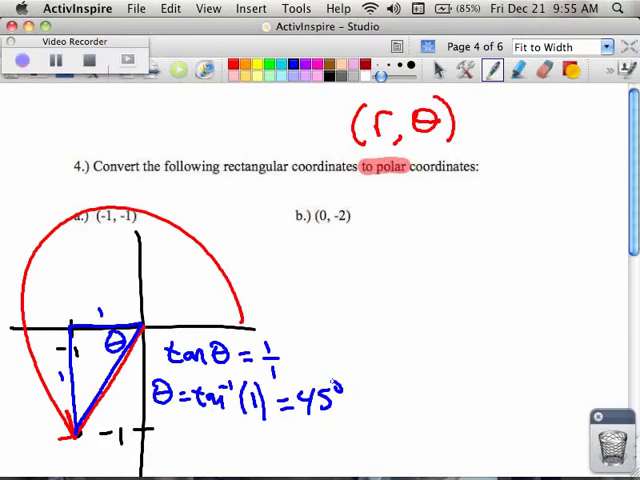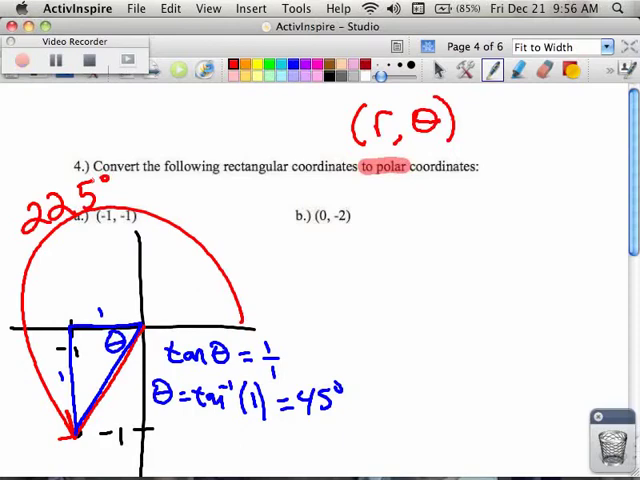But if that's 45 degrees, how big is my red spinning angle? 225. Very good, Adam. 225. Because you had to go 180 degrees first, 180 to get to the x-axis, and then you went another 45 degrees on top of that.